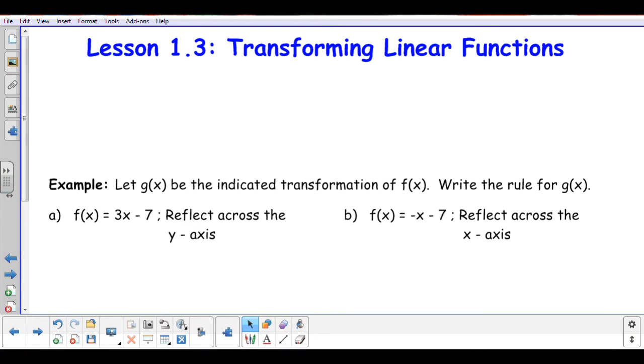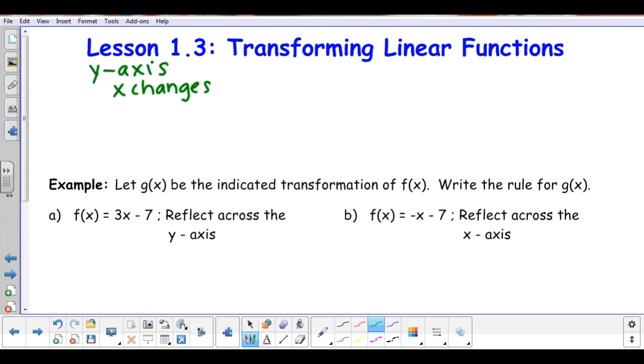Now when we reflect, we're either going to be reflecting over the y-axis or the x-axis. So if I reflect over the y-axis, remember when I reflect over the y, the x is the one that is going to change. So I'm only going to change the x variable in the equation. So my slope would be in front, and what I'm going to do is just make that x a negative, and then I will add or subtract whatever the y-intercept is behind.